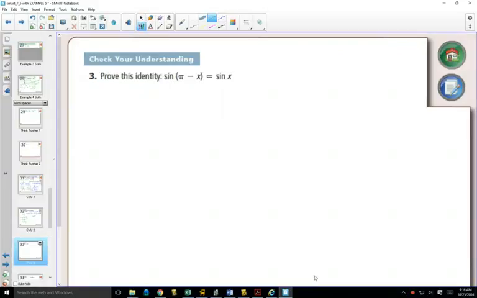And our sum and difference identities can also appear in proofs. So again, this question says prove, this is example 3.